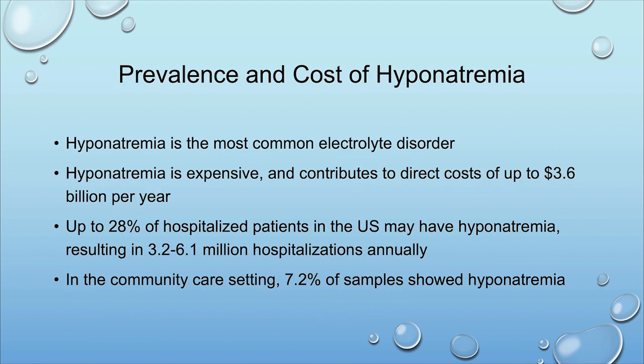Hyponatremia is the most common electrolyte disorder that we see. It's expensive and contributes to direct costs of up to $3.6 billion per year. Up to 28% of hospitalized patients in the U.S. may have hyponatremia, resulting in 3.2 to 6.1 million hospitalizations annually. In the community care setting, 7.2% of samples showed hyponatremia.